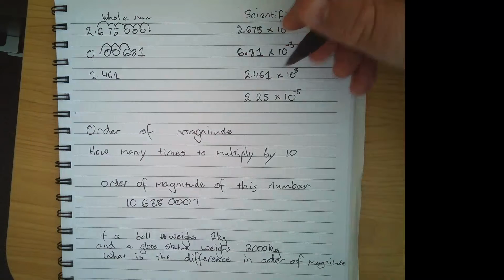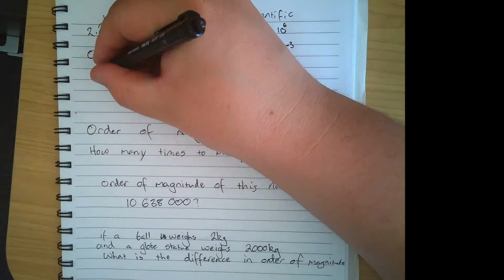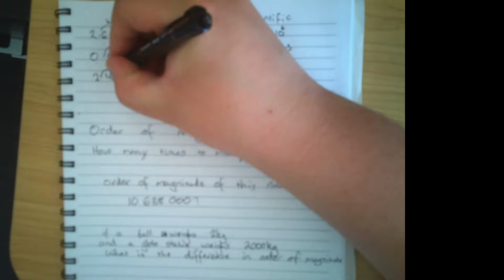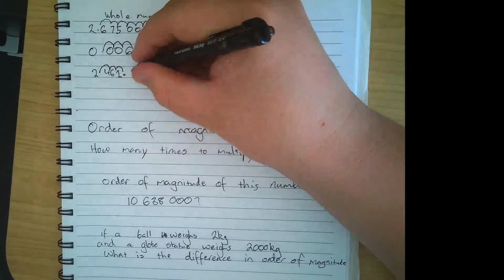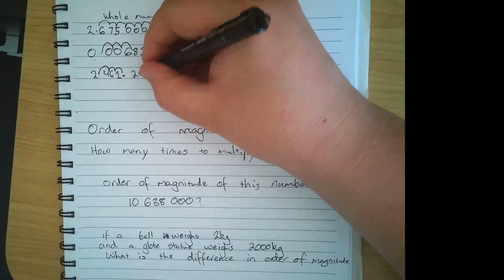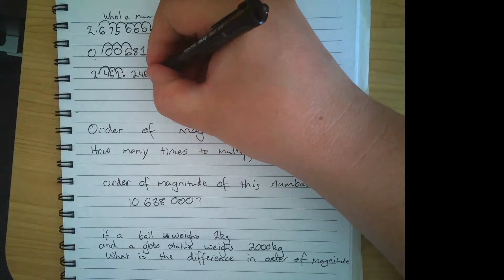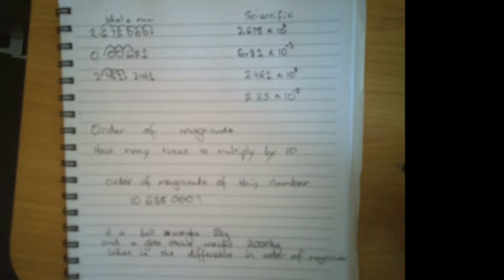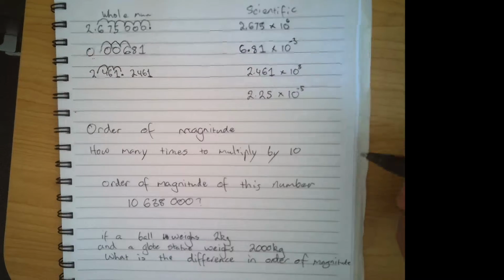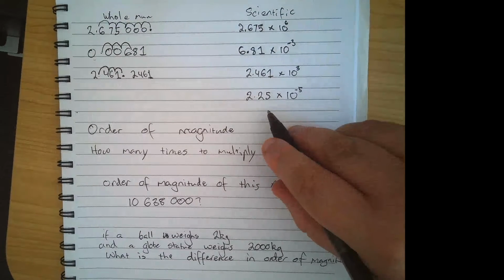Remember, it's a positive, so it's going to be making this number bigger. So I'm going to go across 1, 2, 3 spots. I'm just going to put it there, meaning my answer is 2,461. So it wasn't a particularly useful example because it didn't simplify anything, but that's okay. And we'll try the same with this one.